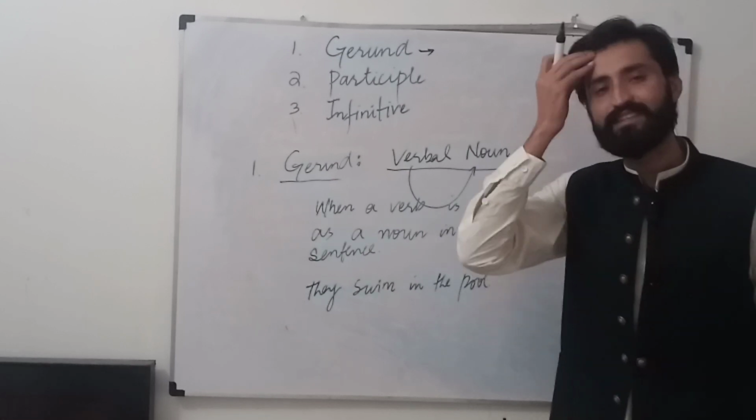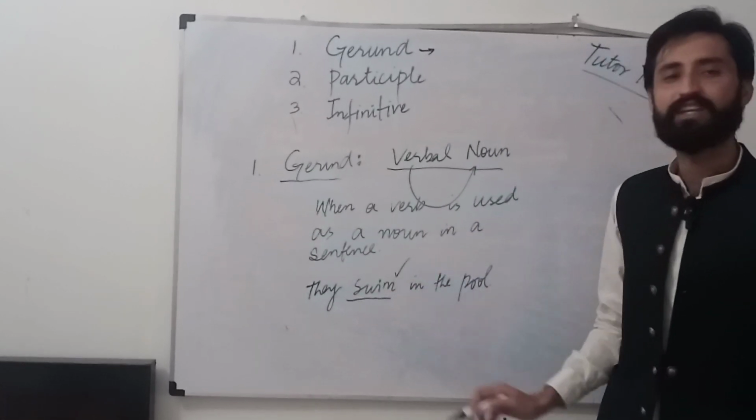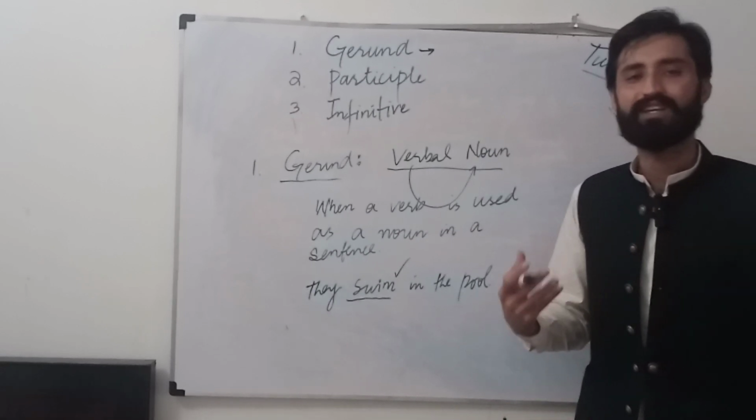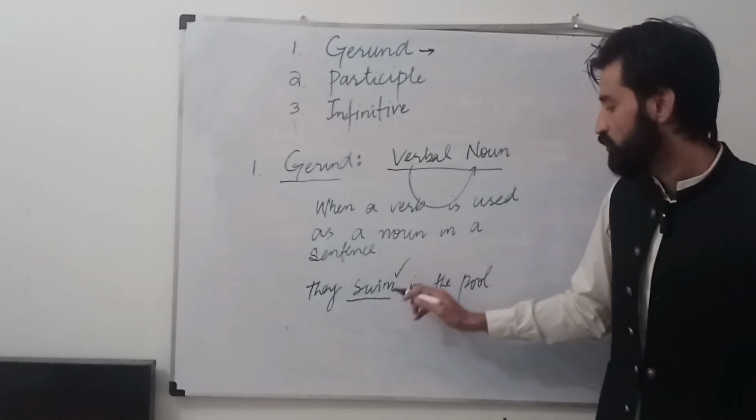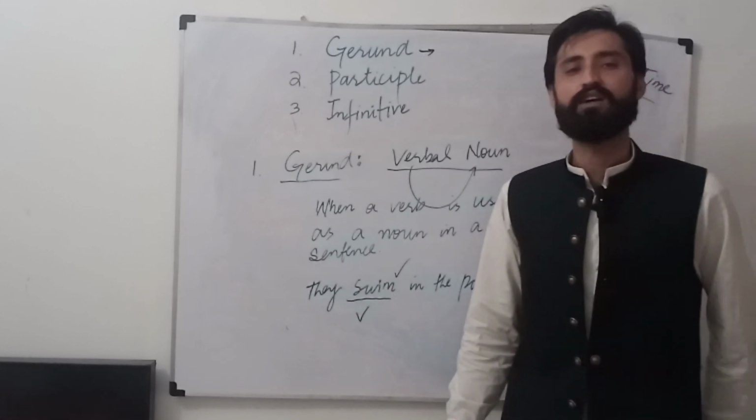Okay, so here in this sentence, if you look at the word swim, it's an action word. It shows what the action is that is going on. So we have the action swim, and here we can say that this is a verb.